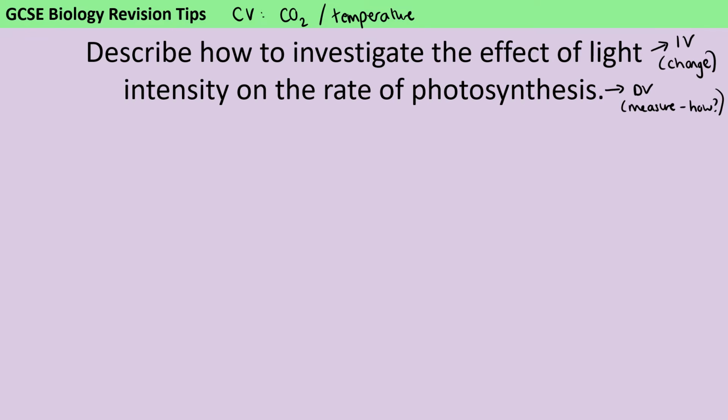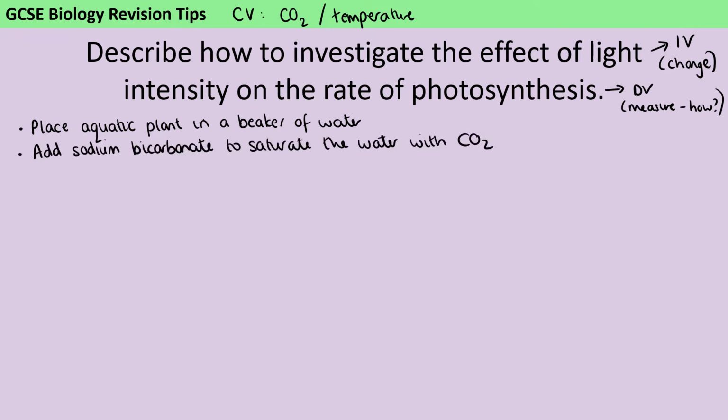Now in terms of the method for this practical, we're going to start off with a beaker of water and we're going to put an aquatic plant inside it. Then you're probably going to have added some sodium bicarbonate in order to saturate the water with carbon dioxide, so that there's so much carbon dioxide in there that that cannot possibly be a limiting factor.